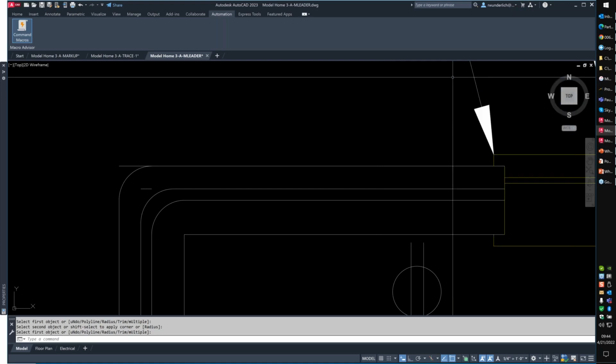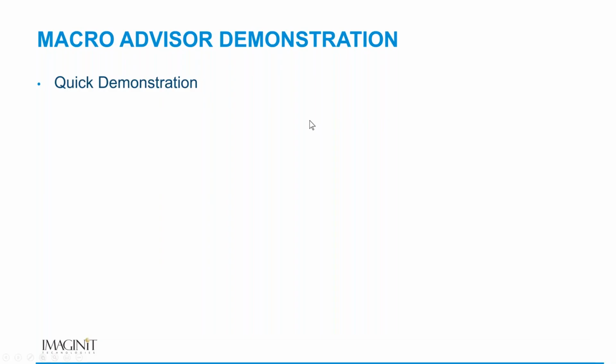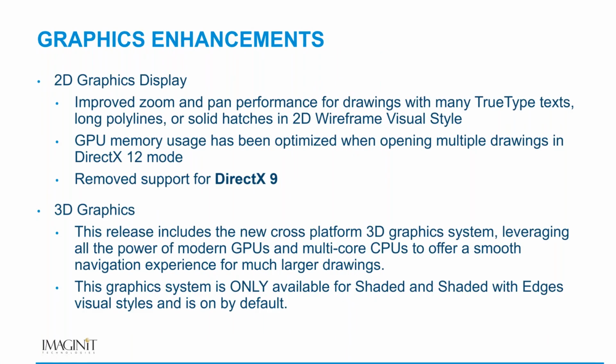So I'm going to close that for right now. We're going to come back in here. And now we're going to talk about, they made some graphics enhancements now. Some 2D graphics display. They improved zoom and pan performance for drawings with many true type texts. Long polylines or solid hatches in 2D wireframe visual style.